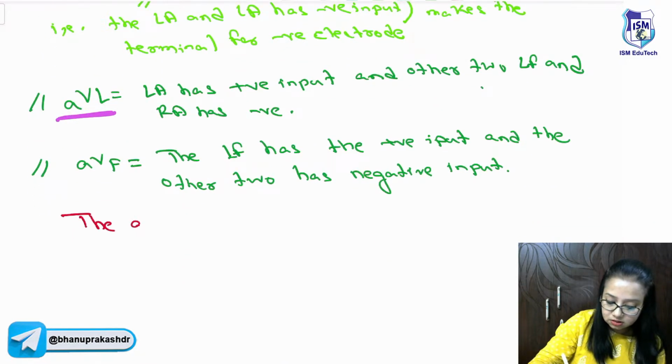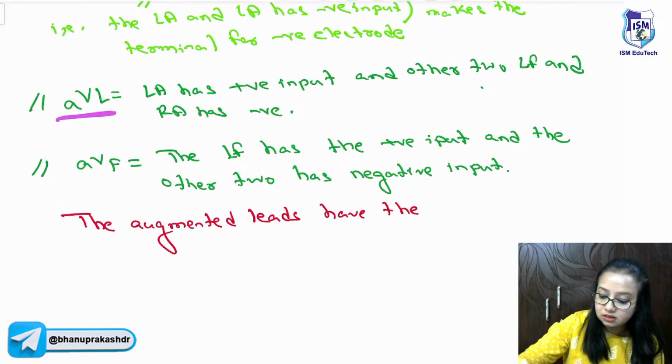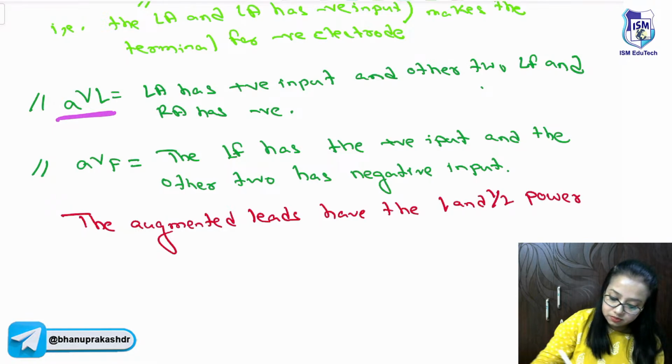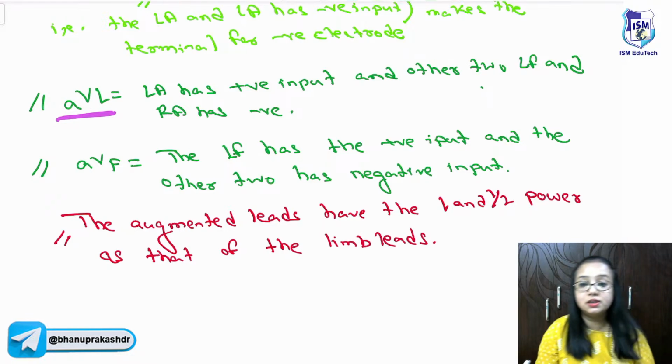The augmented leads have 1.5 times the power of the limb leads, that is the bipolar limb leads.